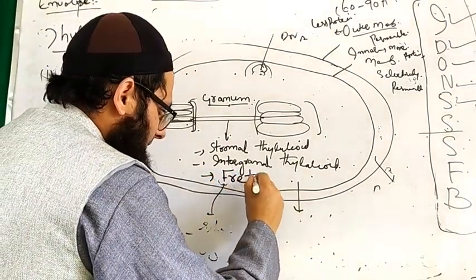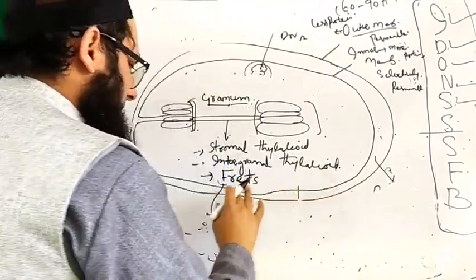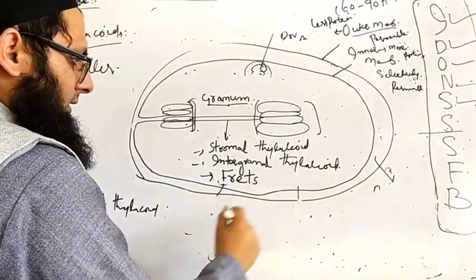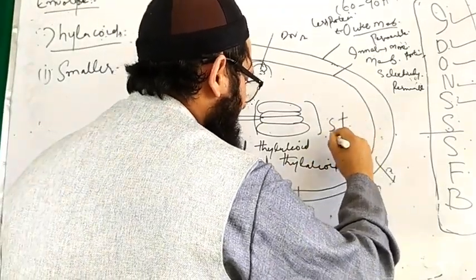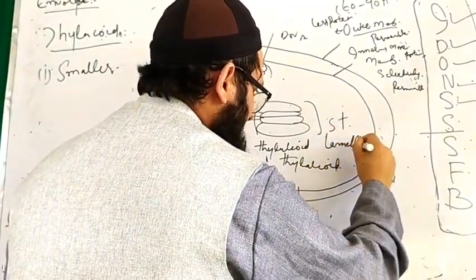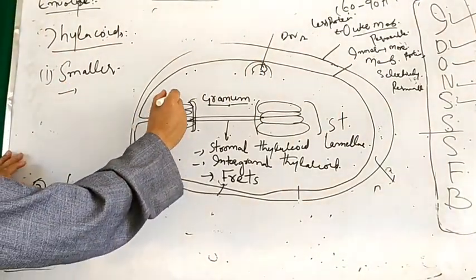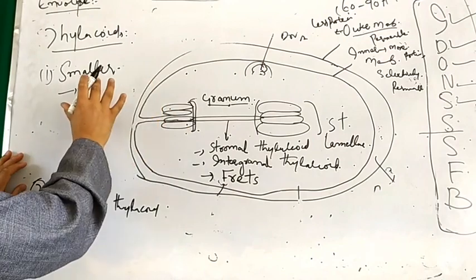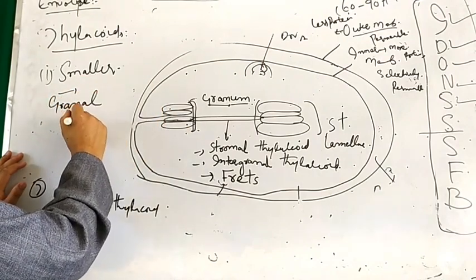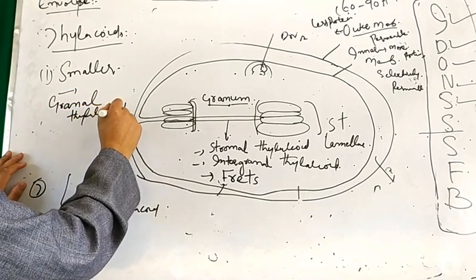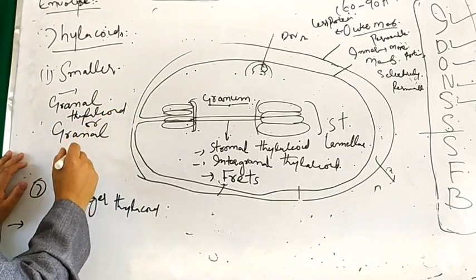They are also called frets, and because a question can be asked anyway, they are also called stromal lamellae. Stromal lamellae. Right. However, the smaller ones are called small thylakoids. They are also called granal thylakoids, or granal lamellae.